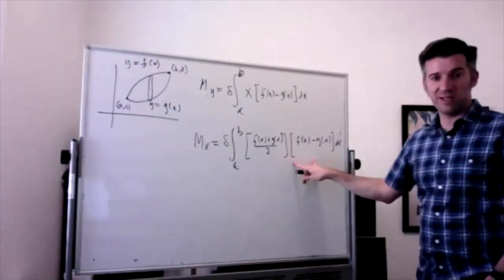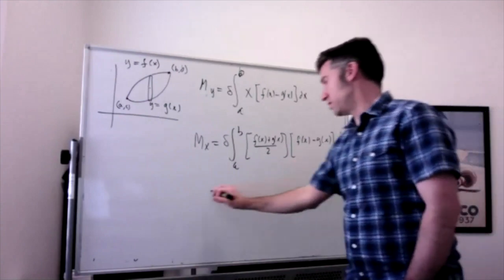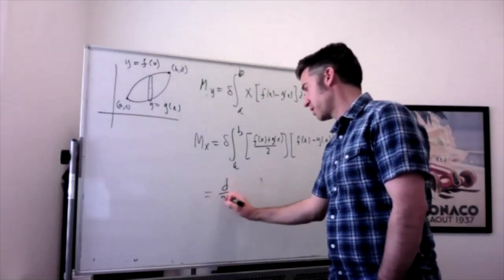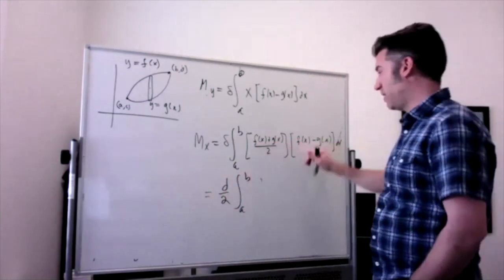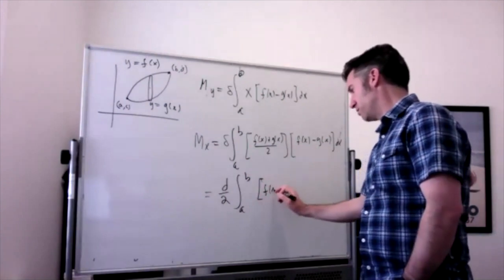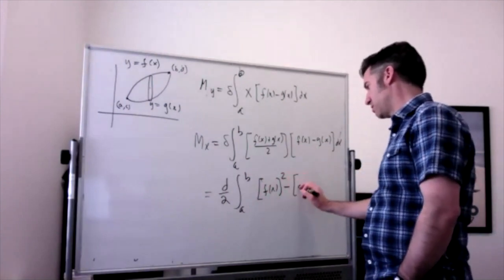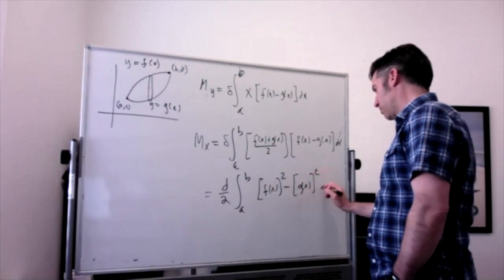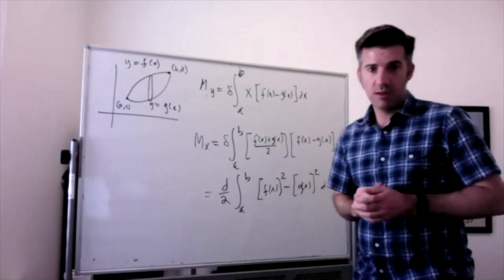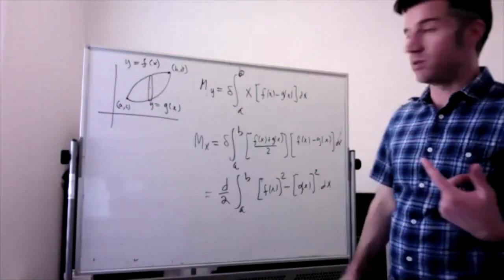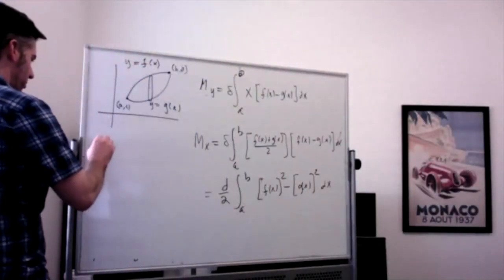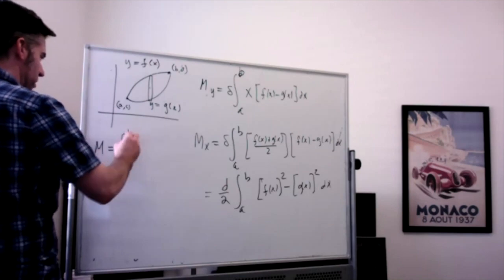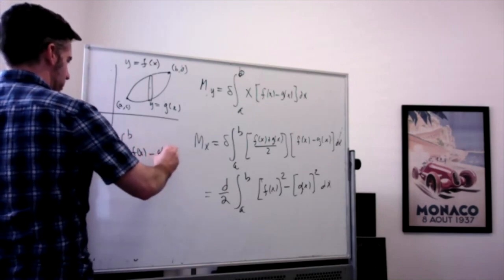People usually rewrite this though, because this does simplify a little bit. This is equal to, I'm going to bring out the 1/2, delta over 2, integral from A to B. When you multiply f plus g times f minus g, you get f squared minus g squared. So that's what those formulas look like for the moments around the y-axis and the x-axis in terms of x. And then the total mass is just the integral from A to B of f of x minus g of x.